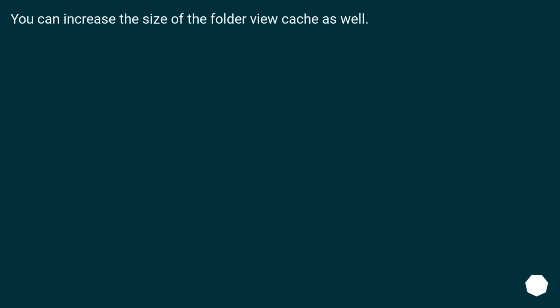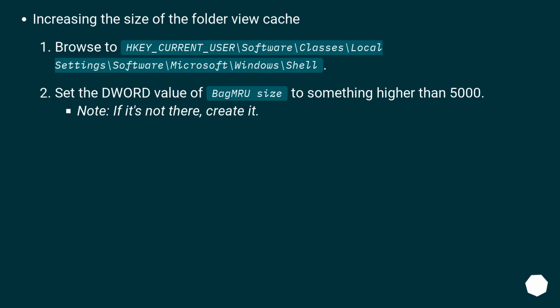You can increase the size of the folder view cache as well. Increasing the size of the folder view cache. Browse to HKEY_CURRENT_USER\Software\Classes\Local Settings\Software\Microsoft\Windows\Shell. Set the stored value of BagMRU Size to something higher than 5,000. Note, if it's not there, create it.